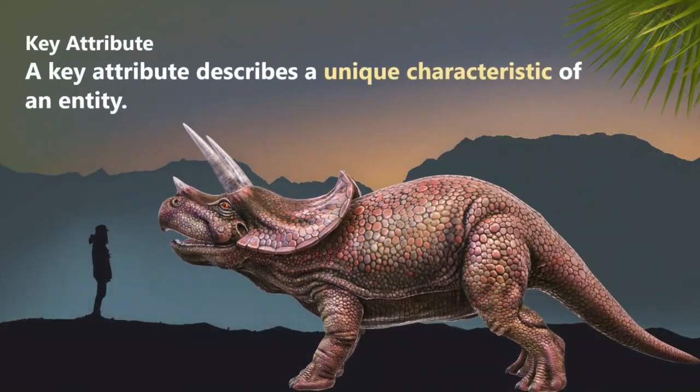First, let us see about the key attribute. A key attribute is used to describe a unique character of an entity. The special character of an entity is described by the key attribute.